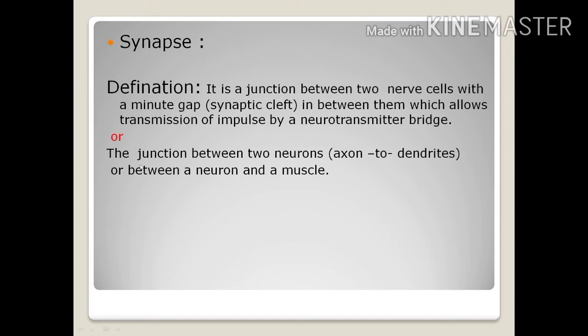Here is another definition: the junction between two neurons, axon to dendrites, or between a neuron and a muscle. Students, for the synapse, it needs two nerve cells. One nerve cell comes close to another nerve cell, or it may be a gland cell or muscle cell. So a minimum of two cells are important for a synapse.